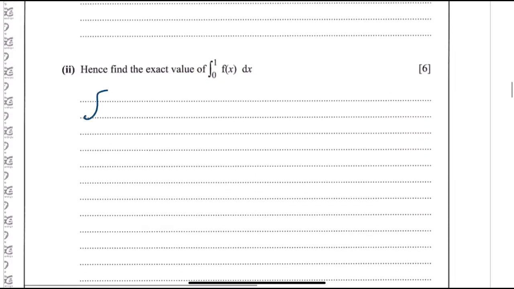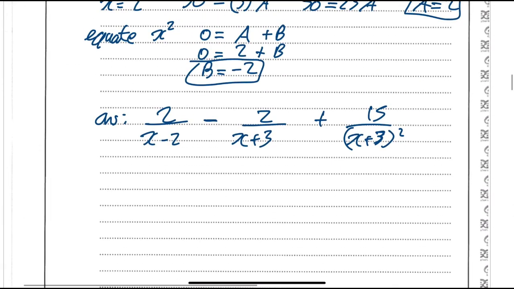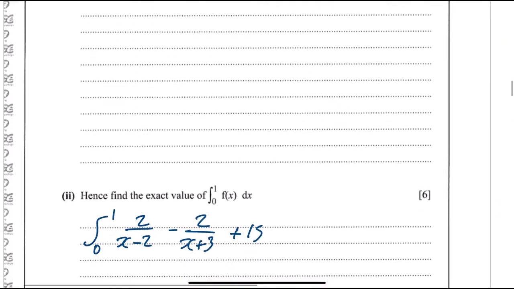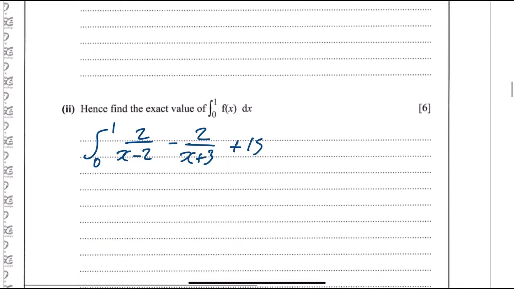So what we're doing then, we're integrating this thing. It was from 0 to 1. And it was, what was it, 2 over x minus 2, minus 2 over x plus 3, and then plus 15. And I'm just writing this one, instead of writing it as 15 over (x plus 3) squared, I'm going to write it as 15 times (x plus 3) to the minus 2. And then we can integrate that.